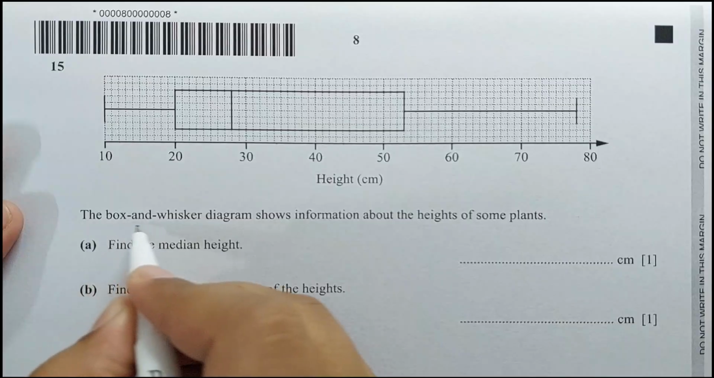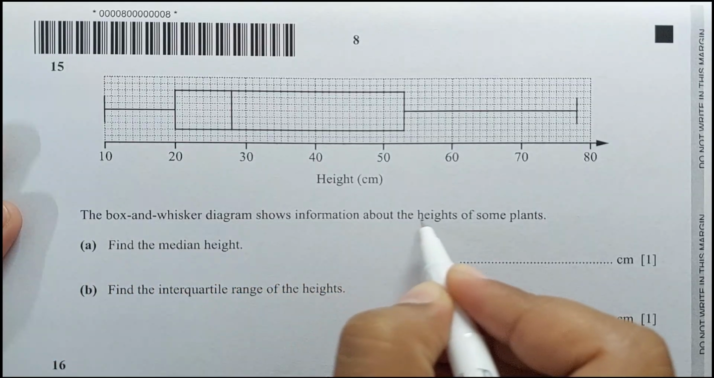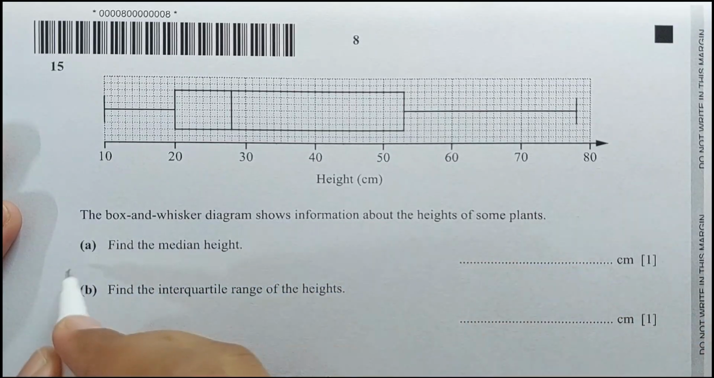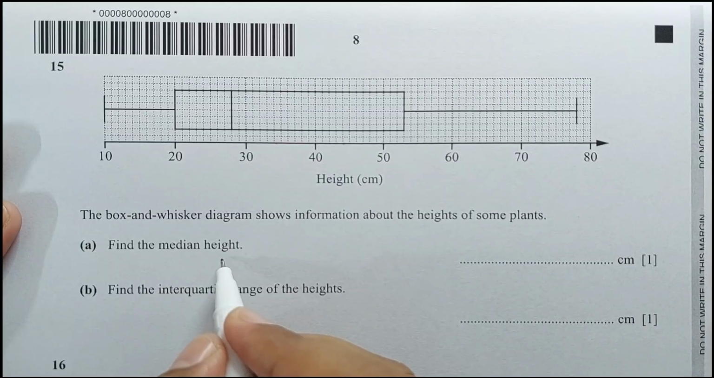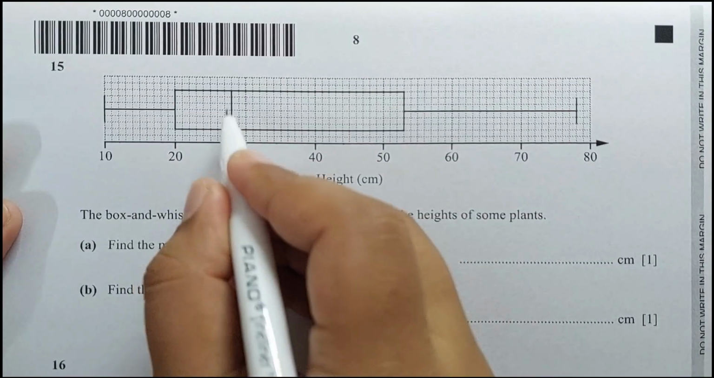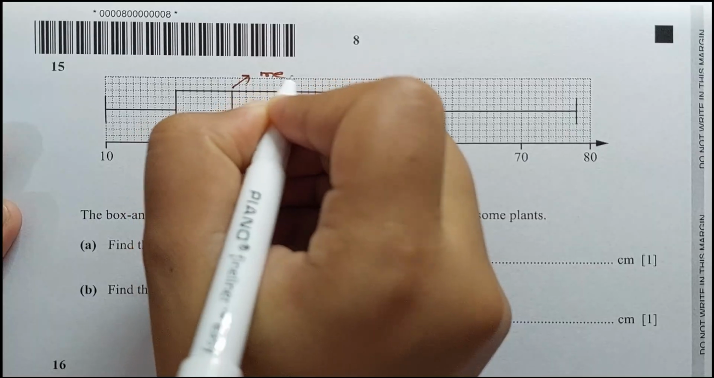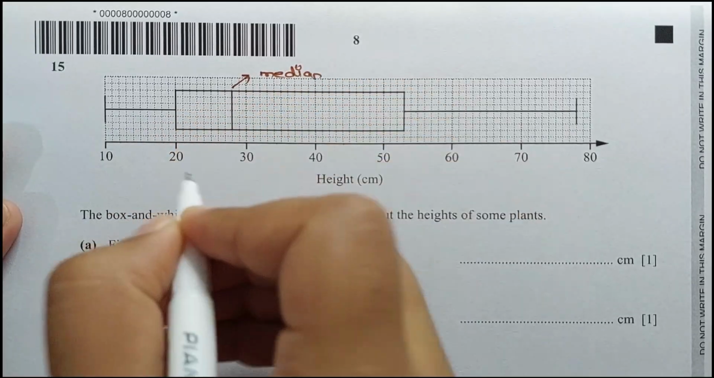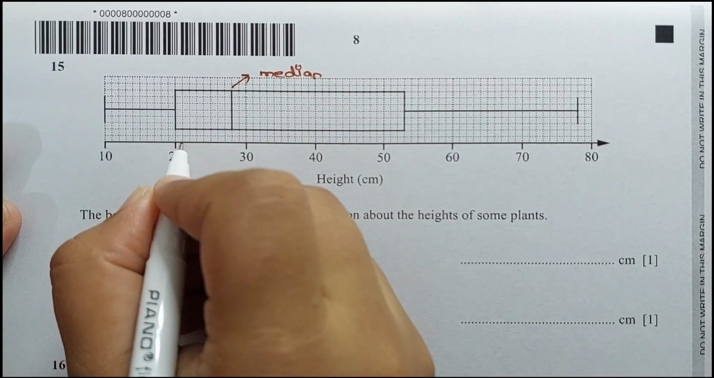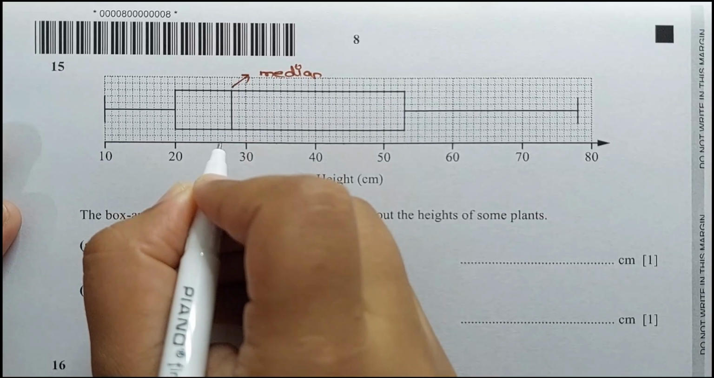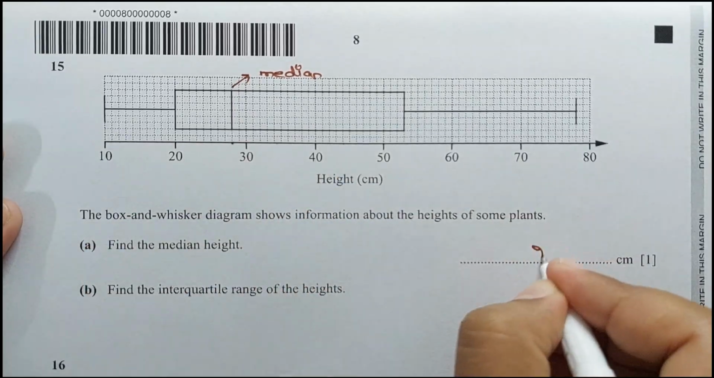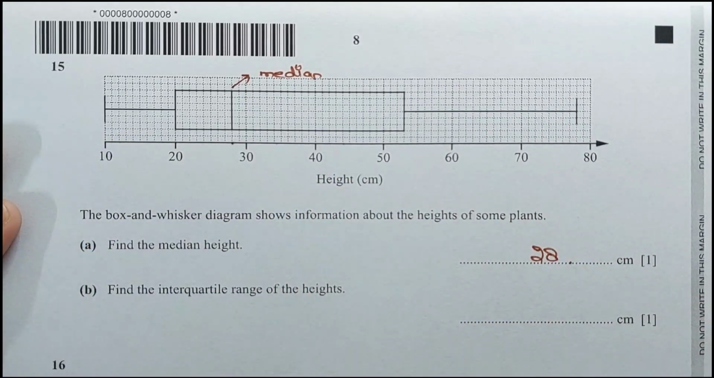Question number 15. The box and whisker diagram shows the information about the height of some plants. Part A, find the median height. Okay, the median is this line, it is always the median. So what is that height? 20, 21, 22, 23, 24, 25, 26, 27, 28. 28 centimeters is the median height.